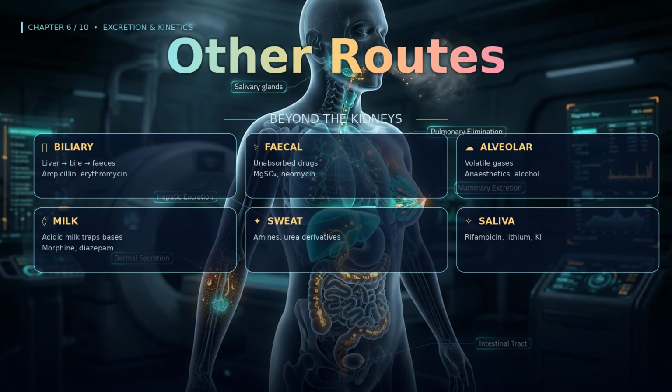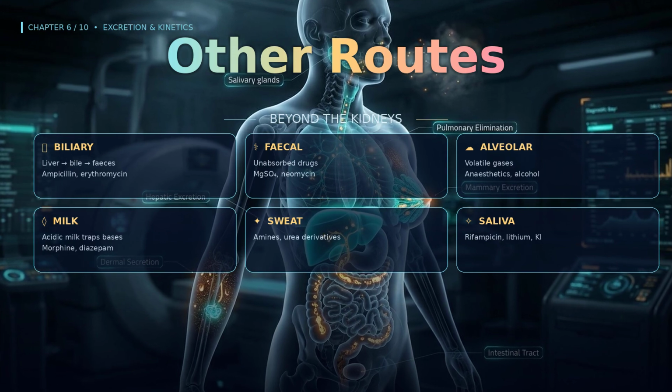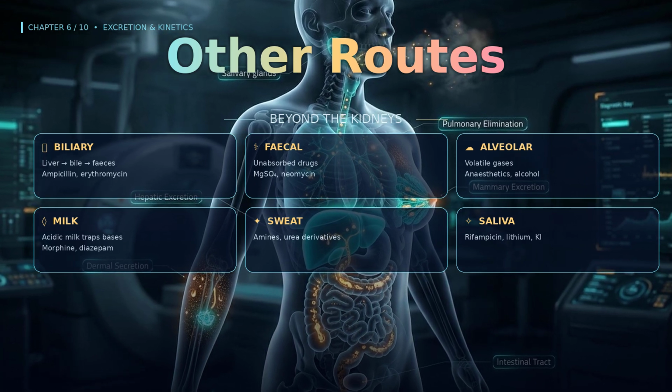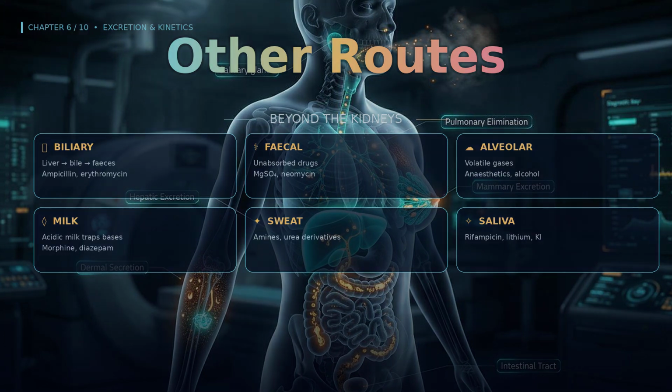Beyond the kidneys, drugs leave the body through several other routes. Biliary excretion sends drugs like ampicillin, erythromycin, and corticosteroids into bile, eliminated via feces. Fecal elimination handles unabsorbed drugs and those secreted by P-glycoprotein in enterocytes. Alveolar excretion clears volatile anesthetics, nitrous oxide, and alcohol through the lungs. Drugs also pass into breast milk. Basic drugs concentrate there due to acidic milk pH, and into sweat, saliva, and skin in smaller amounts.